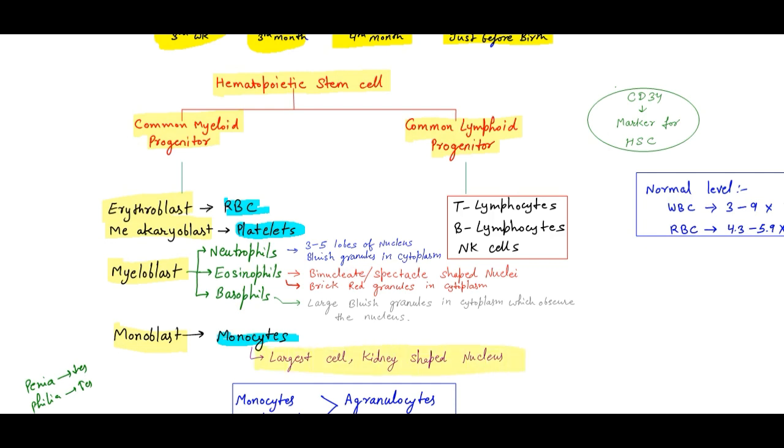Okay. Then remember the monocyte: largest cell and kidney shaped nucleus, and these are agranulocytes, like lymphocytes. So monocytes and lymphocytes don't have any granules, that's why they are agranulocytes.